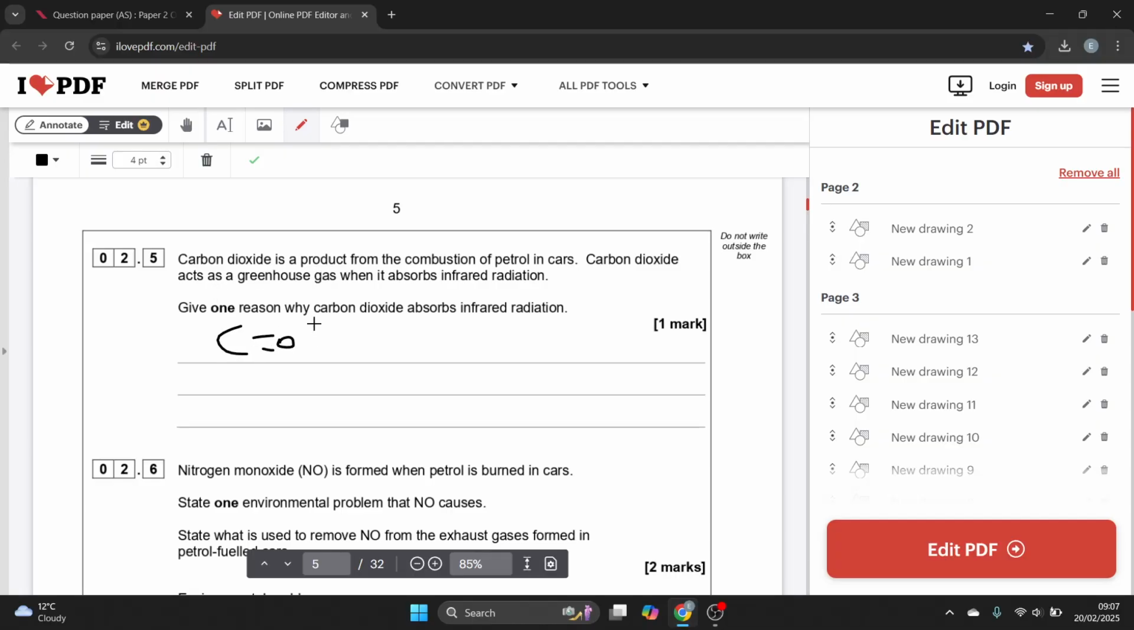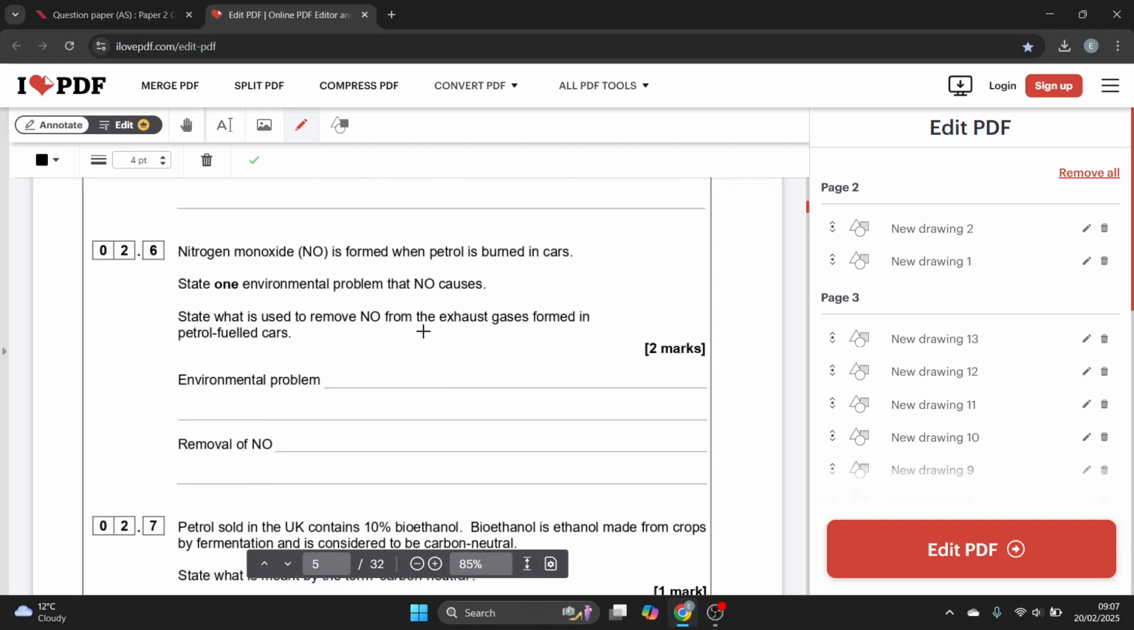Give one reason why carbon dioxide absorbs infrared radiation. You need to be very specific. You can't just say bonds are polar. What kind of bonds are polar? The C double bond O bonds, carbonyl bonds are polar. Carbonyl group bonds are polar. Same environmental problem that nitrogen monoxide causes: acid rain.